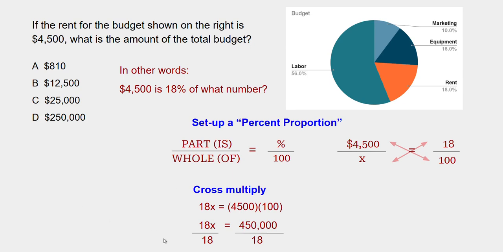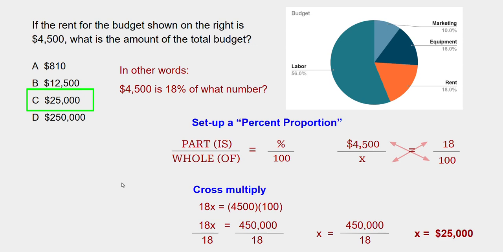And in this case, it's 18, so we divide both sides by 18. That cancels out this 18 on the left-hand side, and we are left with x equals 450,000 divided by 18, which is $25,000. X equals $25,000.